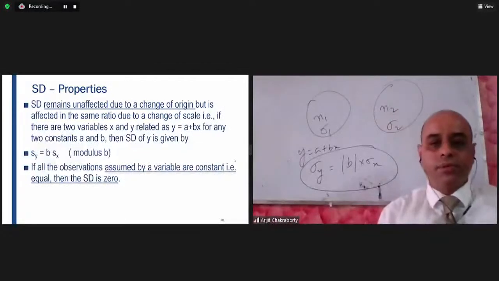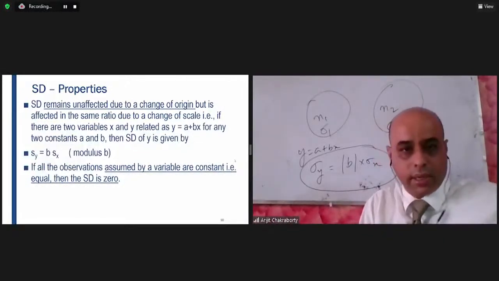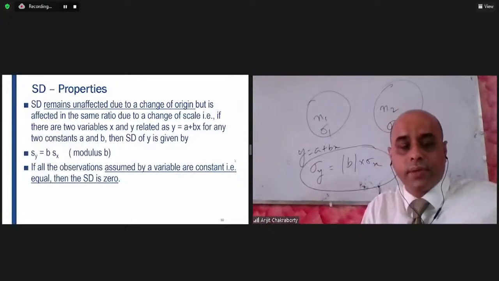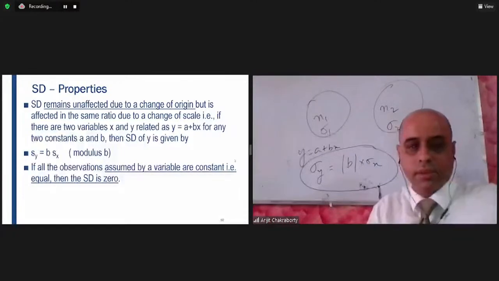Now, if all the observations assumed by a variable are constant, then the SD is 0. As simple as that. Why? Because the deviations will be 0, and therefore the squares of the deviations also become 0, so there is no component as such, and therefore you get 0.